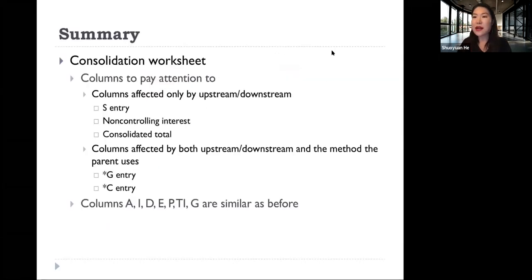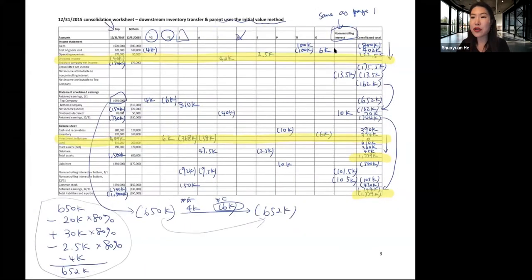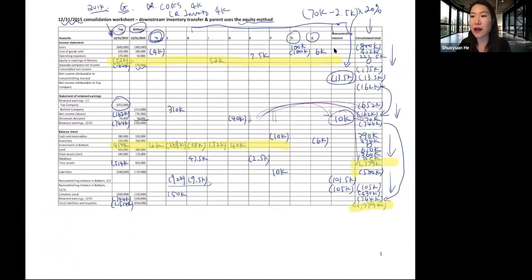And the last thing I want to do is a brief summary of the situations we went through. Please do not look at this slide for now. Just please look at the consolidation worksheets. So let me pull out the consolidation worksheets we went through just now. And please take 5 minutes. Try to compare these 4 consolidation worksheets.